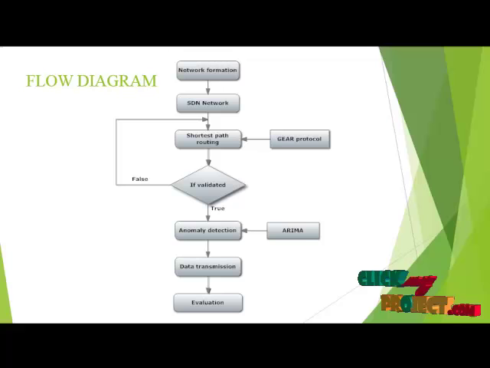Let us see the flow of our project. First the SDN network is formed, then we run the GEAR protocol for shortest path routing. If it is validated, that is, if the node sends the information from source to destination with the shortest path, we do the anomaly detection using the ARIMA method. Then efficient data transmission is done, and then evaluation starts. We evaluate four parameters: first PDR, that is packet delivery ratio, next throughput, then delay, and then energy.